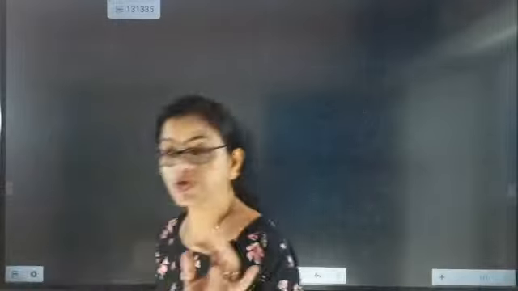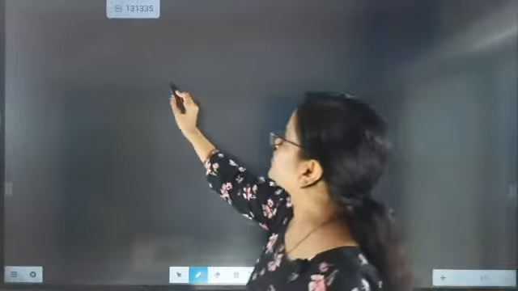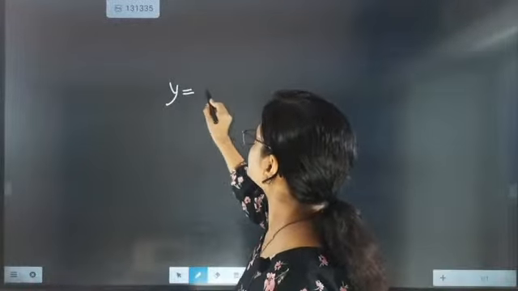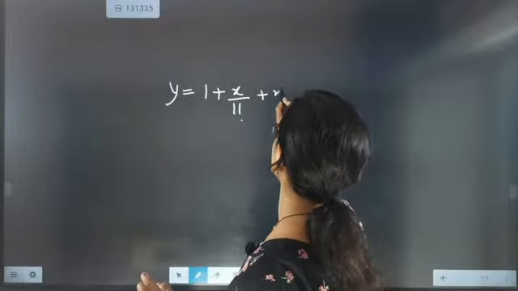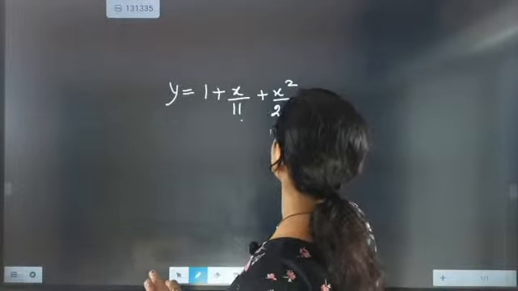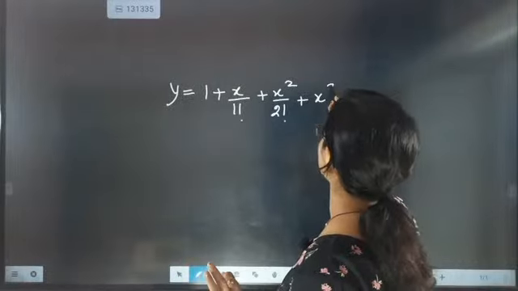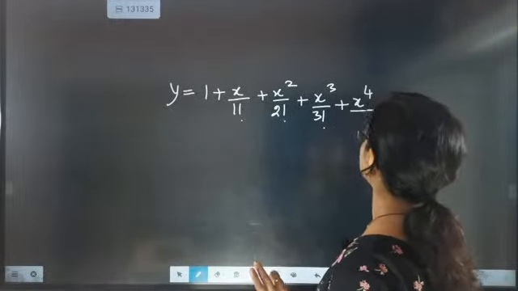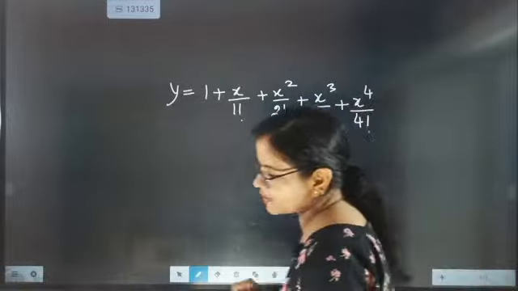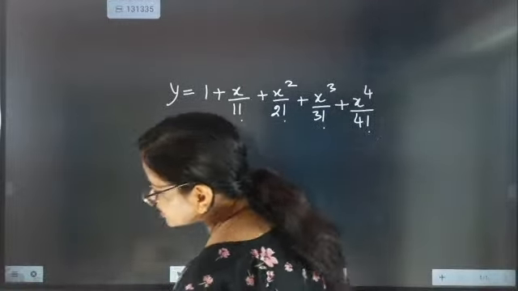So now the next question I am going to ask. Let's see how you are handling this question. The question given to you is y is equal to 1 plus x by 1 factorial plus x square by 2 factorial plus x cube by 3 factorial plus x4 by 4 factorial. Like this it is exactly going, and they are telling you it keeps going on.